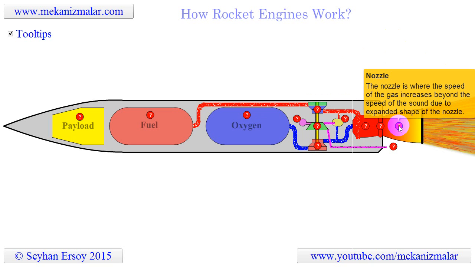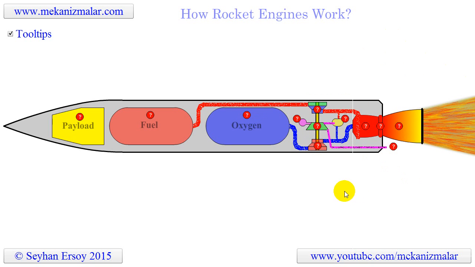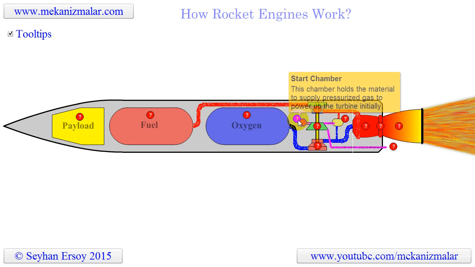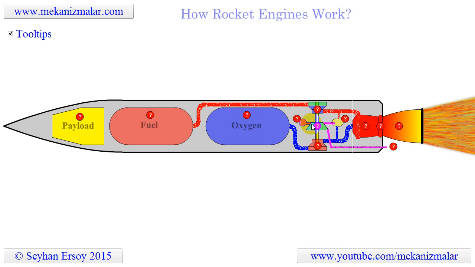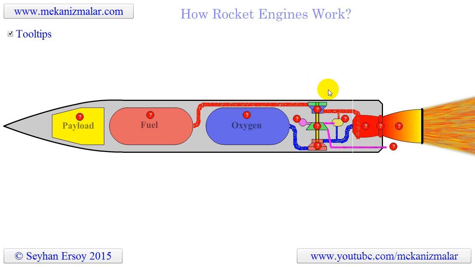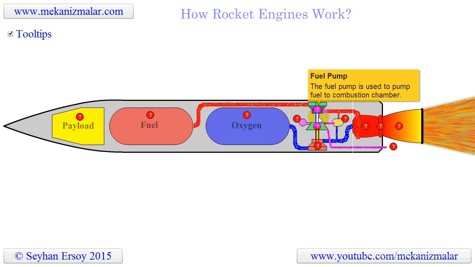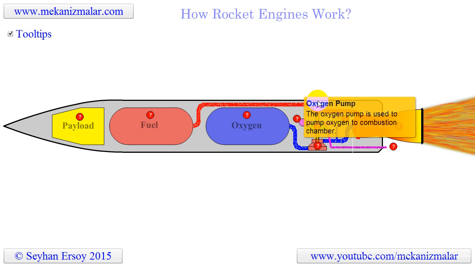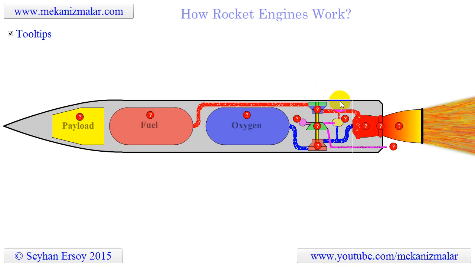Let's describe the working details of the rocket engine. During the ignition process, the material inside the start tank creates enough pressurized gas to operate the turbine. The turbine is coupled to the fuel and oxygen pumps. Therefore, the operation of the turbine forces the fuel and oxygen to the combustion chamber by using pumps.